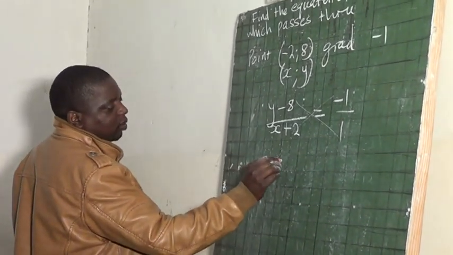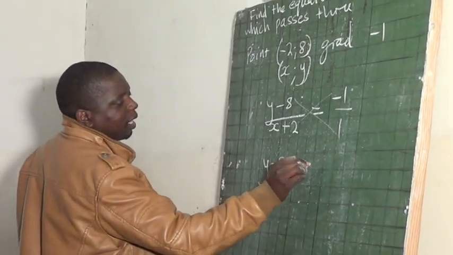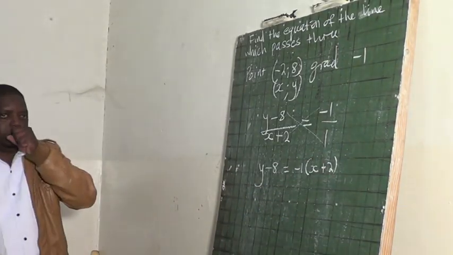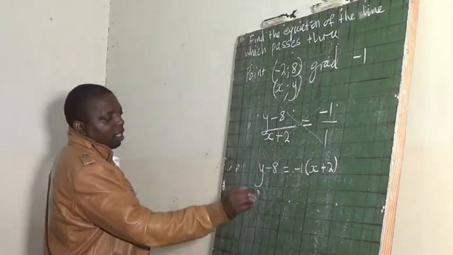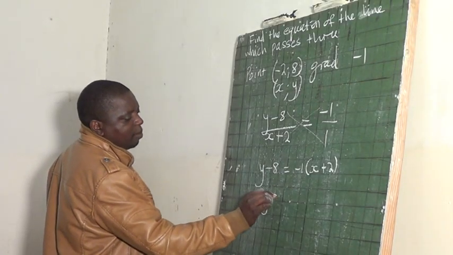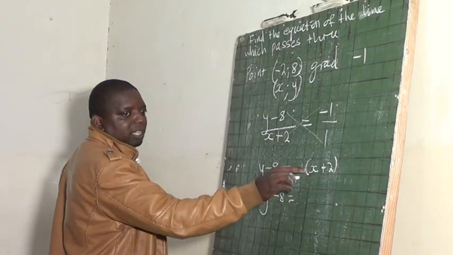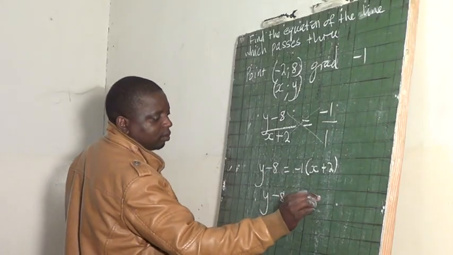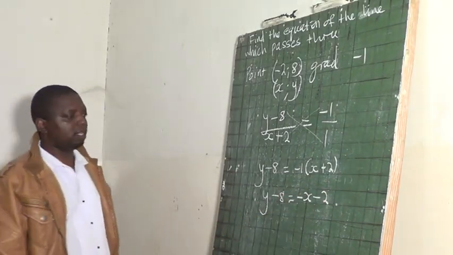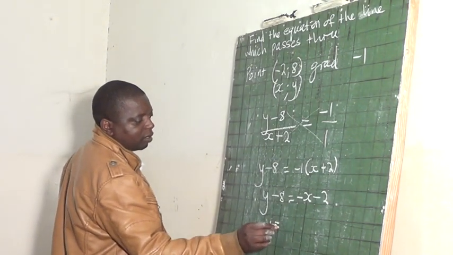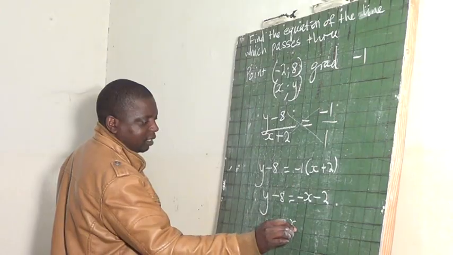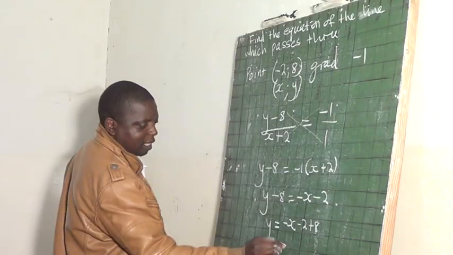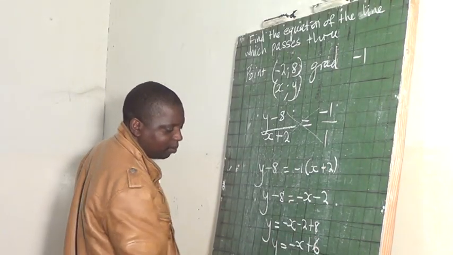So we get y minus 8 is equal to minus 1 in brackets x plus 2. All together. Y minus 8 will be equal to minus 1 times x, minus 1 times plus 2, minus 2. So y will be equal to minus x minus 2 plus 8. So y is equal to minus x plus 6.